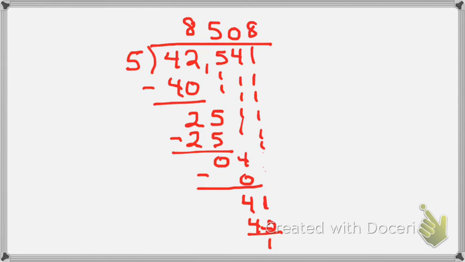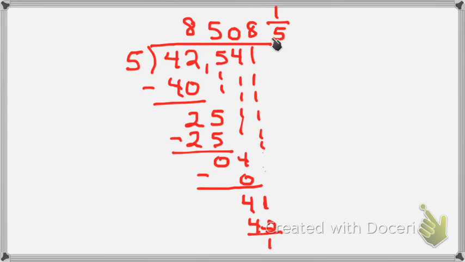But then you learn how to write your answers as mixed numbers or decimals. So as a mixed number, you can take the remainder and put it over the divisor. So we could say that this is 8,508 and 1/5. That's how you would write it as a mixed number. You take the remainder and put it over the divisor, 8,508 and 1/5. Does that make sense? Okay.